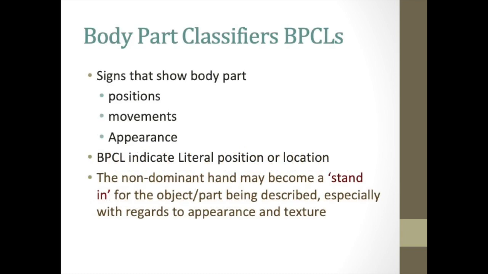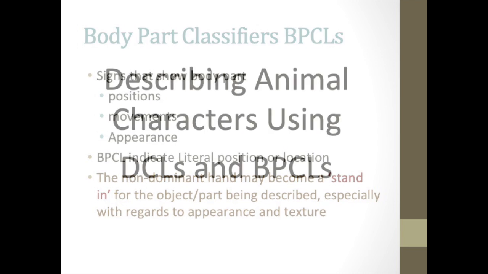Body part classifiers, or BPCLs, are signs that show body parts in various positions, in motion, or describe how they appear. Body part classifiers can also indicate literal position and location. Be aware that sometimes the non-dominant hand acts as a stand-in for the object or body part being described. This is especially true with regards to appearance and texture.